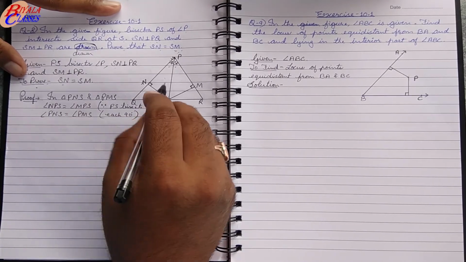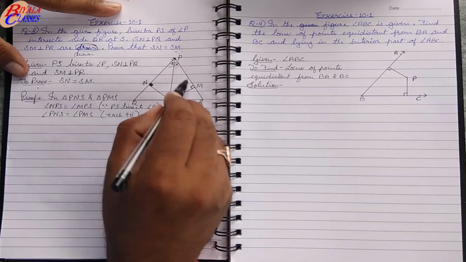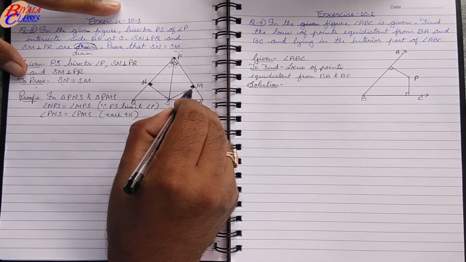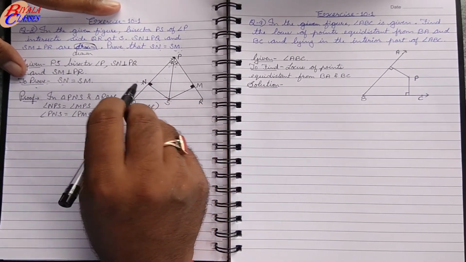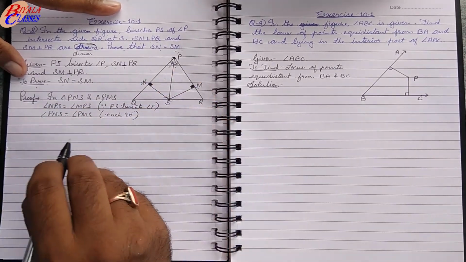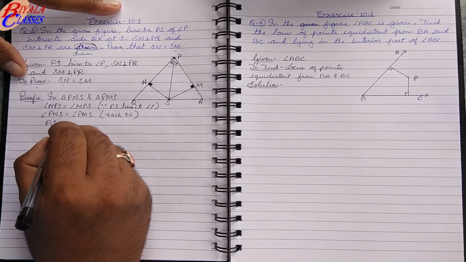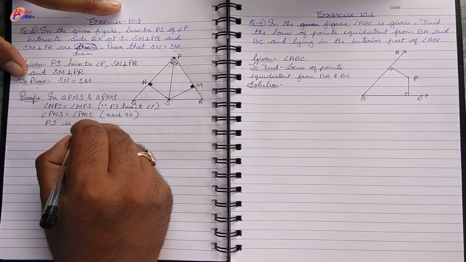They each are 90 degrees. PNS, this is the angle, and PMS, this is the angle. So these two angles are also equal because we are given that SN and SM are perpendiculars on PQ and PR, hence it is 90 degrees each, and we have one common side, that is PS.